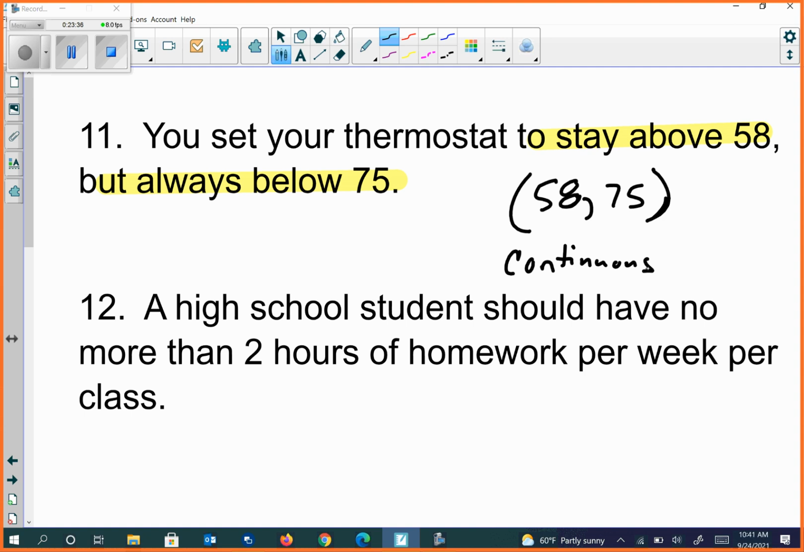A high school student should have no more than 2 hours of homework per week per class. I hope I'm abiding by that in here. No? I bet you I am. Okay. I think I'm holding it true, but I know there are some teachers that get a little goofy, don't they?